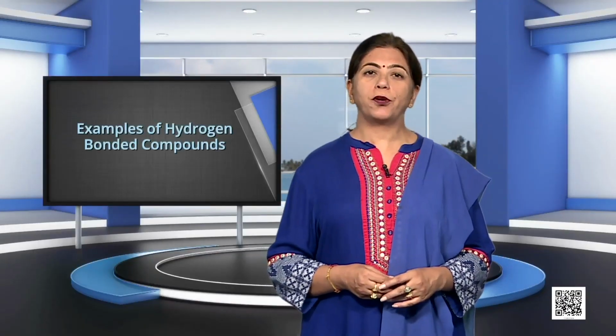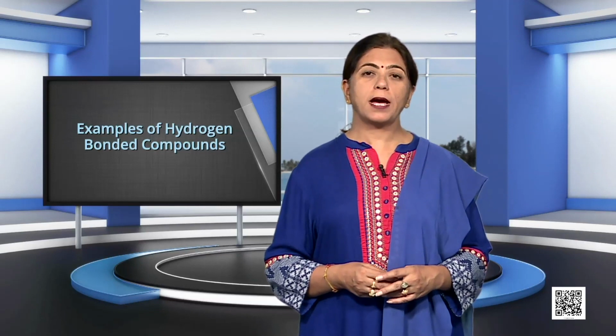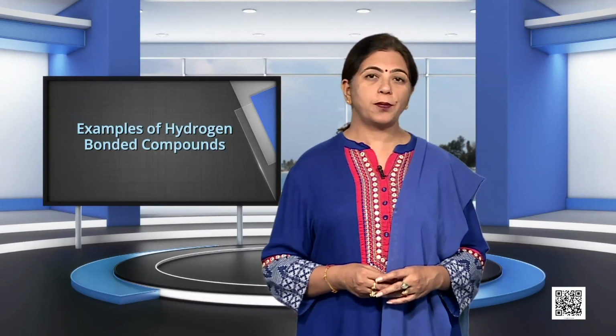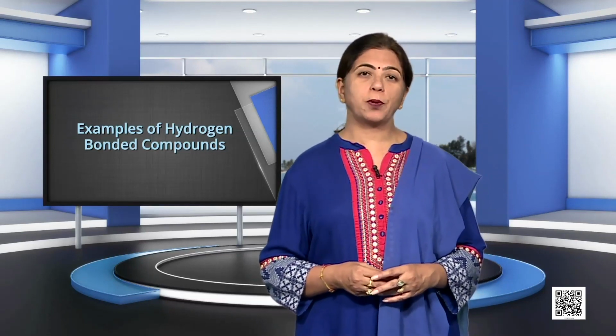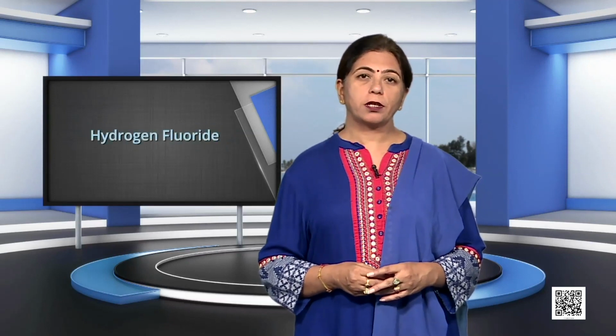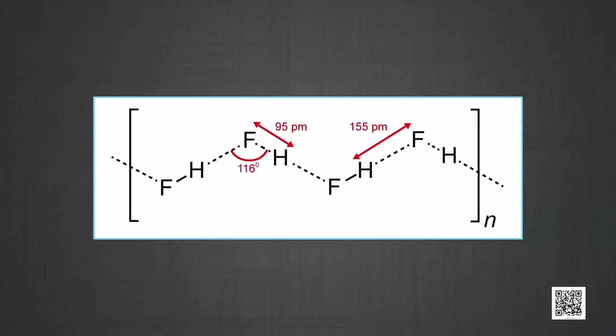Examples of hydrogen bonded compounds. A few examples of compounds which exhibit hydrogen bonding are discussed below. Hydrogen fluoride in the solid state consists of long zigzag chains of molecules associated together through hydrogen bonds. Thus, the hydrogen fluoride molecule is represented as (HF)n. In the liquid or gaseous state, the chain however becomes linear.